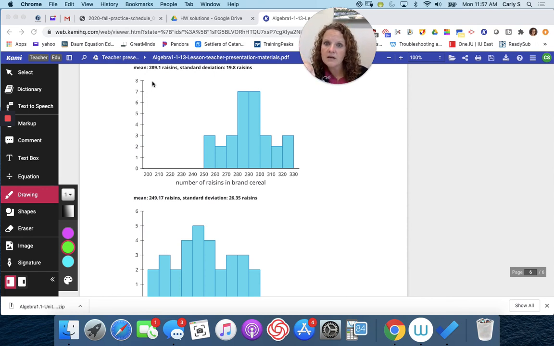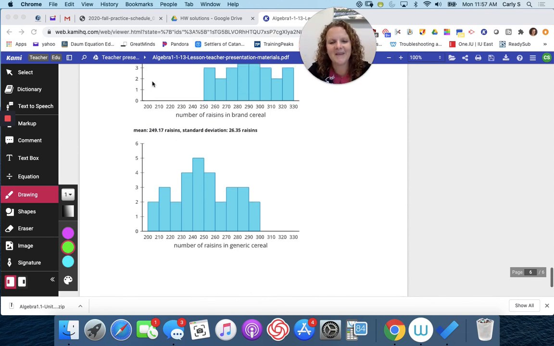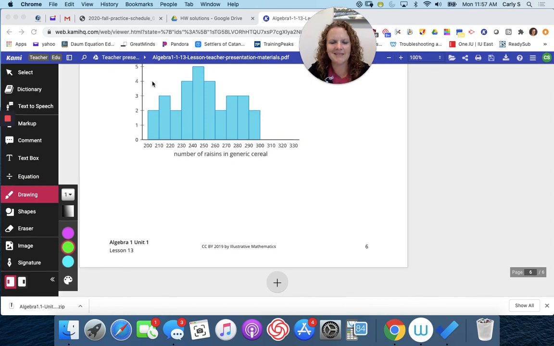So if we look, 289.1 raisins for the name brand, 249.17 raisins for the generic. That means on average there are more raisins in the name brand cereal. Now the standard deviation for the generic is bigger than the standard deviation for the name brand. So there's less variation in name brand, more variation in the generic. Okay? All right. And that was it. All right, let me know if you have any questions, but I think we got that one.